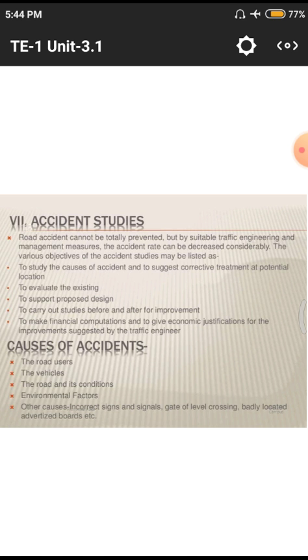Next one is the road and its conditions. It is a major issue we are facing in our country. Why? Because India has a huge population, around 130 crores. Among those 130 crores, a huge number of people use two wheelers and four wheelers for different purposes, so according to the purpose we need to construct.